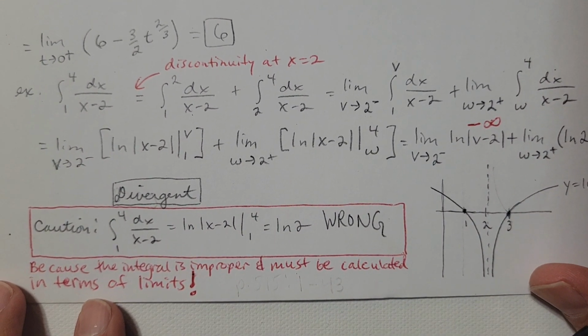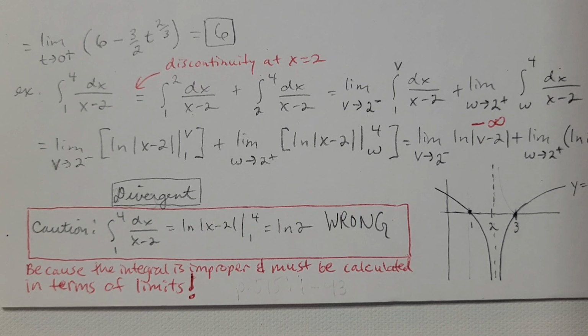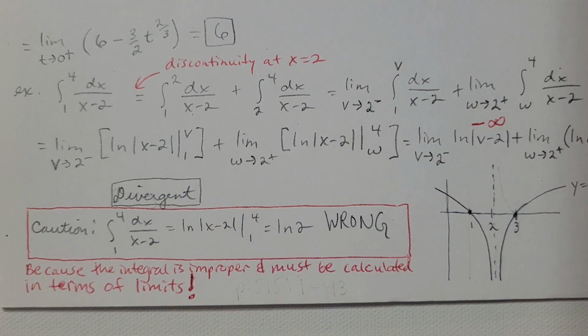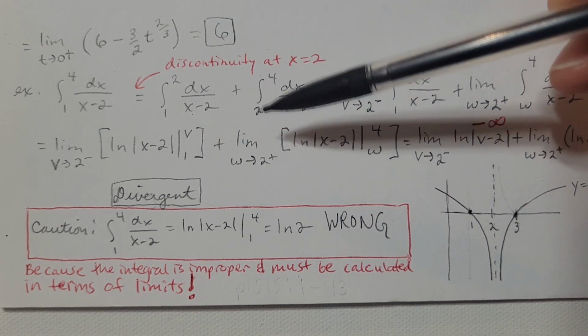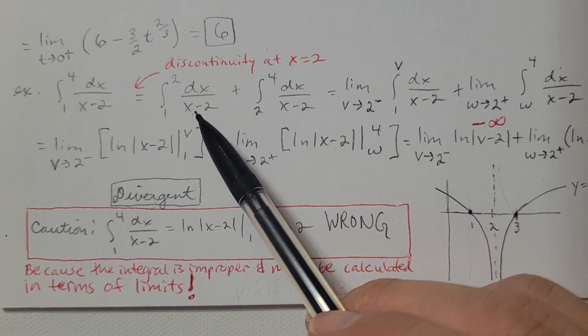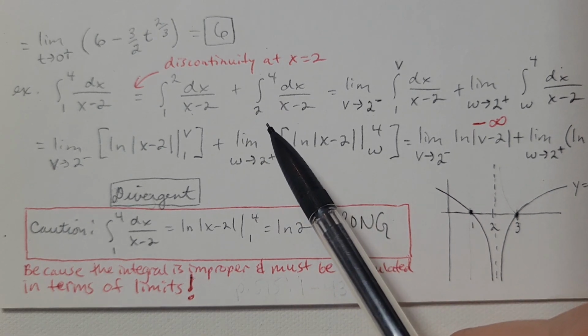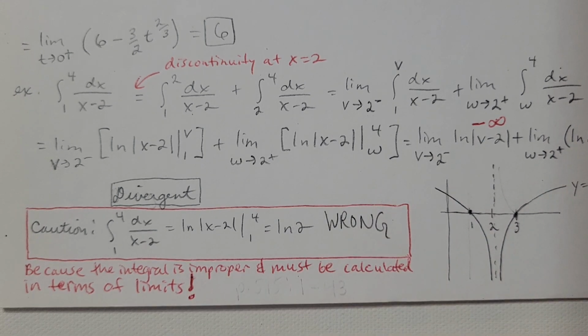Here's another problem. So what if we were going to integrate on the interval 1 to 4, 1 divided by x minus 2 dx? Okay, well, 2 is a problem. Okay, and 2 is between 1 and 4. So I'm going to cut this integral into two integrals at 2, because there's a discontinuity at x equals 2. So we're going to go from 1 to 2, integrating 1 divided by x minus 2 dx, and then plus the rest of the way, from 2 to 4 of 1 divided by x minus 2 dx.